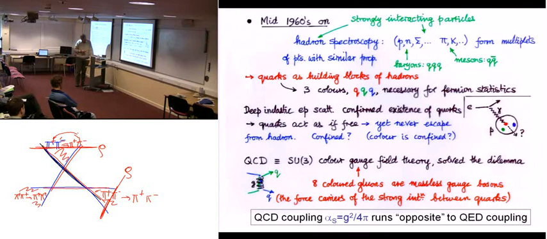So QCD was based on taking this color gauge field theory much more seriously, and it solved the dilemma, as we will see. We've got gluons being exchanged in this situation, the carriers of this gauge field theory. They've got to be massless, because we've got to satisfy gauge invariance, and this requires massless gauge bosons. Interestingly, the coupling runs in the opposite way to the QED coupling.